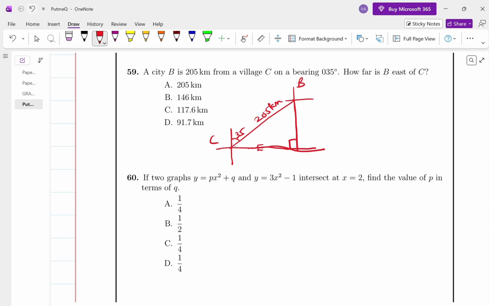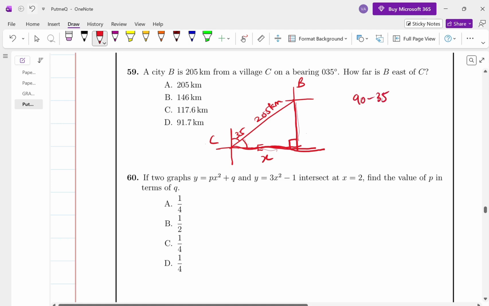Because the only point that connects will become this line. So we're looking for this distance. Let me call that X. So going from this, if this is 35, to get this other angle here, we need to do 90 minus 35.